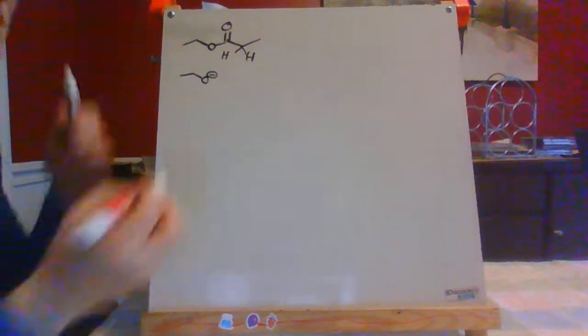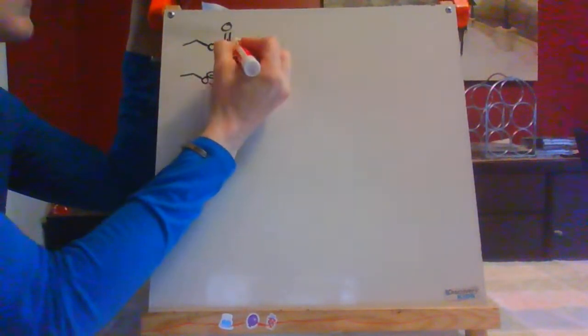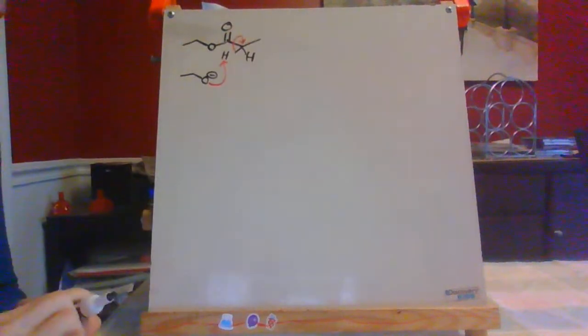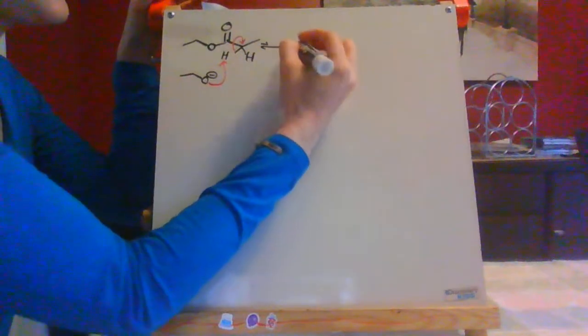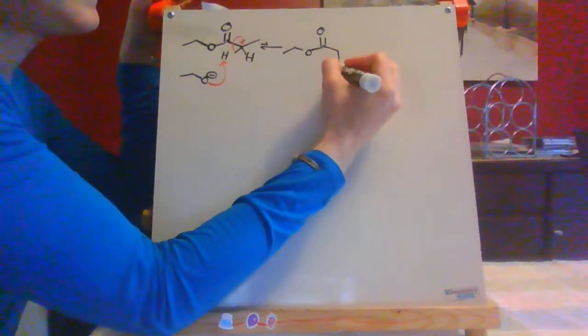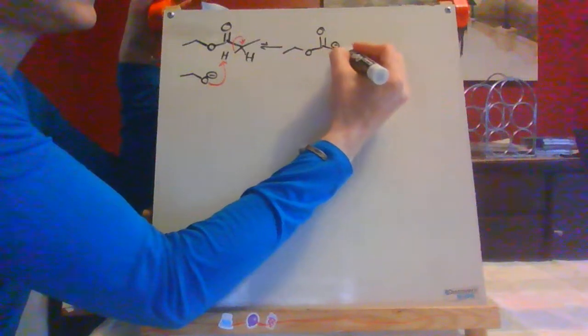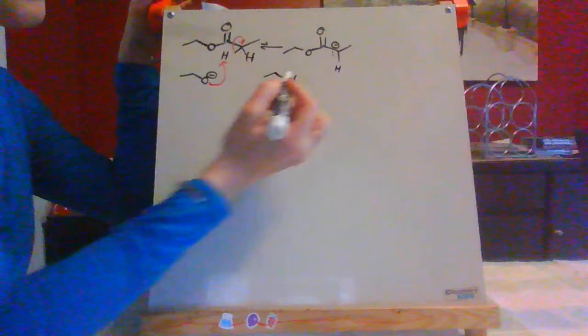So the mechanism starts like this, where the base grabs the alpha proton to make an enolate. That's not very favorable at all, but enough of the molecules make the enolate that we can do some more chemistry. And of course, we'll generate ethanol.